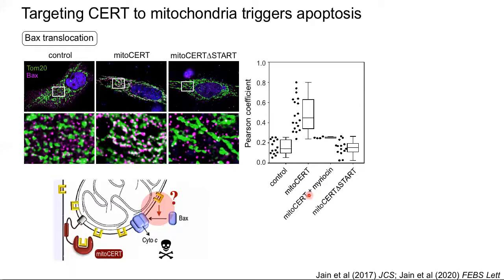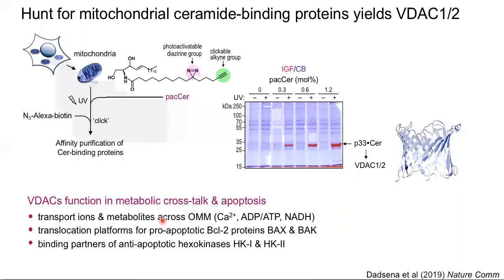But an important question then was whether the ceramide-mediated activation of BAX relies on direct or specific interactions between BAX and ceramides, or whether this process also requires other mitochondria-resident proteins. And to address this question, we used a photoactivatable and clickable ceramide analog in a fishing expedition for mitochondria-resident ceramide binding proteins. Now, photoaffinity labeling experiments on mitochondria consistently revealed a mitochondrial protein of 33 kilodalton that was very efficiently cross-linked to our ceramide probe.